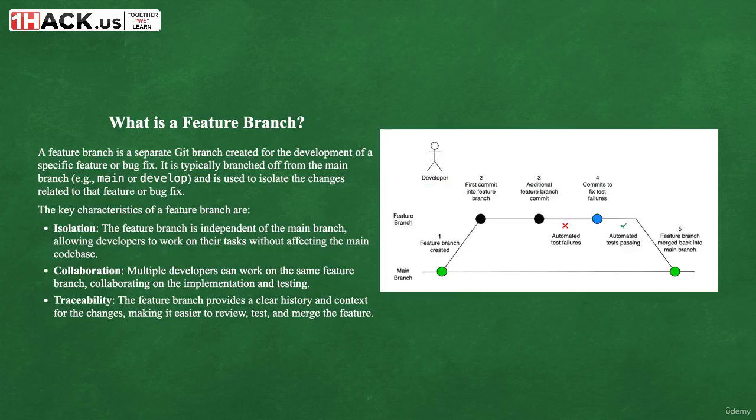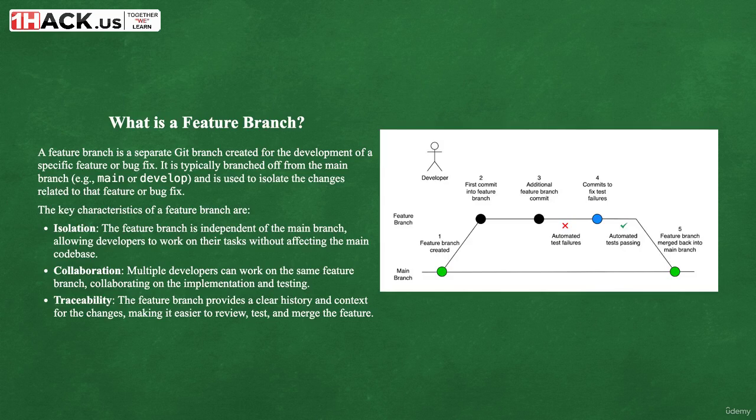Let's start by understanding what a feature branch is. A feature branch is a separate Git branch created for the development of a specific feature or bug fix. It is typically branched off from the main branch, such as the main or develop branch, and is used to isolate the changes related to that feature or bug fix. The key characteristics of a feature branch are: isolation.